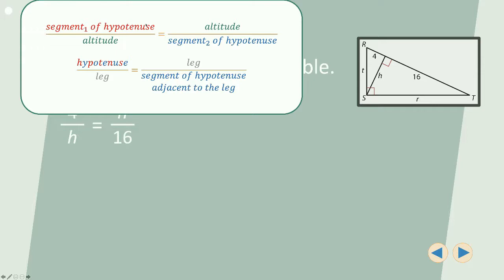Here we have 4 over h equals h over 16. We can cross multiply. h squared equals 64, and we take the square root of both sides, and we get h is equal to 8. All right, what else do we have here? Well, we have a leg, and this is a leg. So we want to find the two legs. It doesn't really matter which one we find first, but just realize we're looking for the legs, so we're going to use this formula right here.